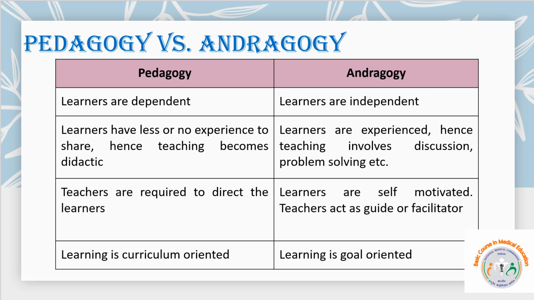Now, what are the differences between pedagogy and andragogy? In pedagogy, learners are dependent. In adult learning, they are independent. In pedagogy, learners have little or no experience to share, hence teaching becomes didactic. In adult learning, the learners are experienced, hence teaching involves discussion, problem solving, etc. Teachers are required to direct the learners. Here, the learners are all self-motivated, so teachers act as guide or facilitator. In pedagogy the learning is curriculum oriented. Here the learning is goal oriented.